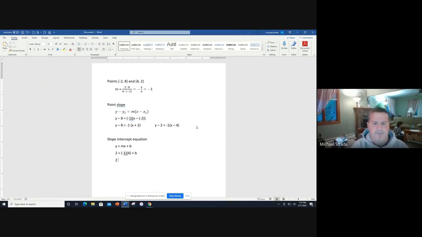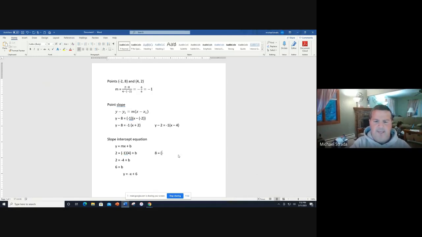We're going to then multiply. 2 equals -4 plus b. 6 equals b. So I've solved for b. So my final answer has the y back in it: y equals the slope, which is -1, x. It's your choice whether you want to write the 1 or not. Plus 6.